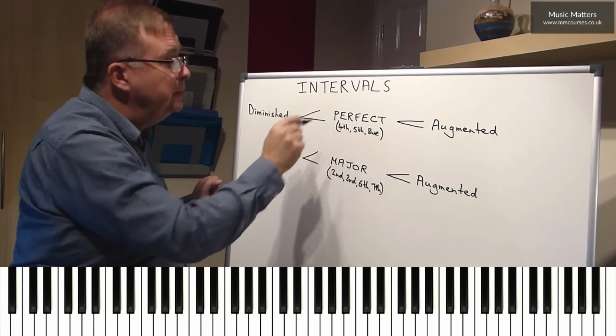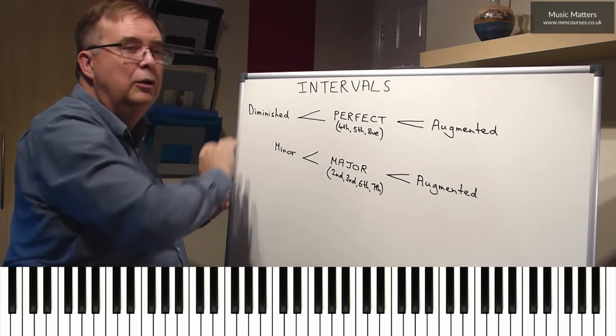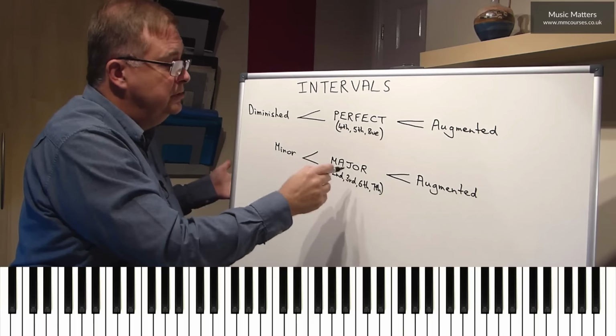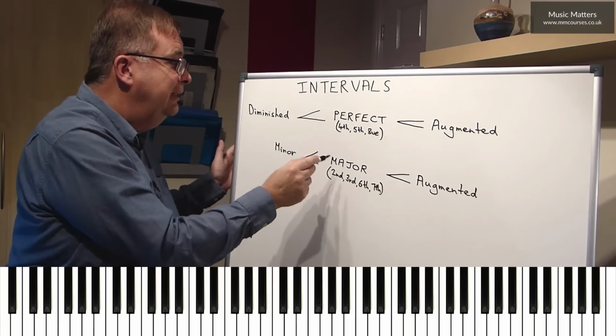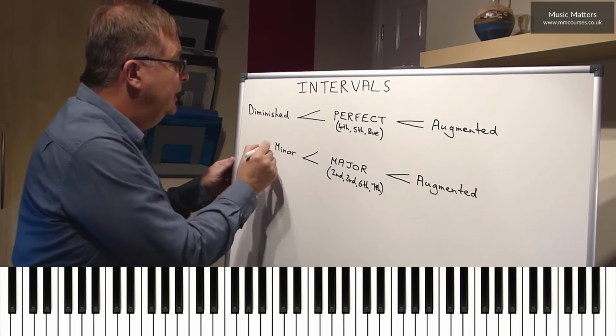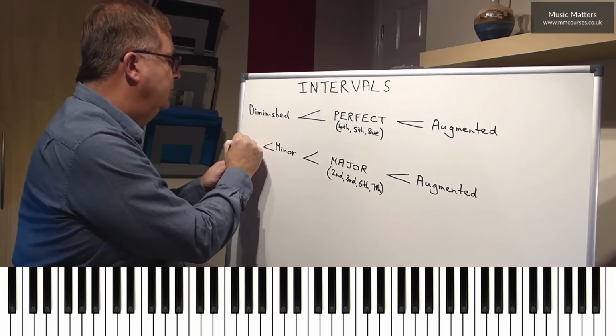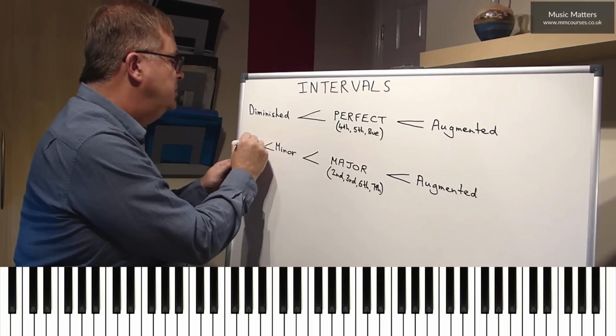Perfect intervals never become minor. They're either perfect or they're augmented or they're diminished. Major intervals could be major, they could be augmented, but if they get a semitone smaller than major, they're minor. And if they get a semitone smaller than minor, then they are diminished.